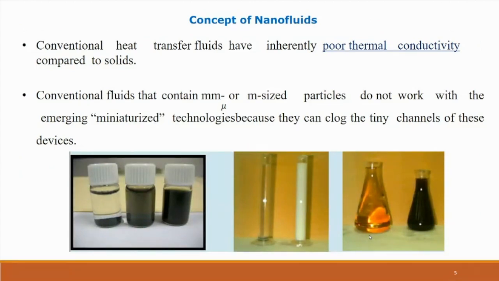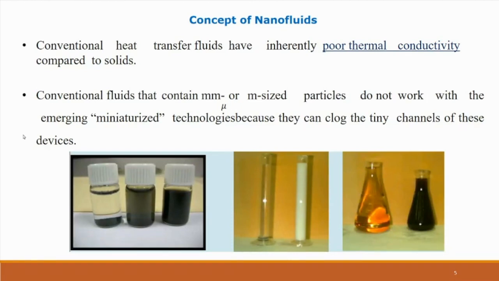Concept of nanofluid: conventional heat transfer fluid. What is conventional heat transfer fluid? Like water, like oil, or like ethylene glycol, which, as previously said, have poor thermal conductivity. Conventional heat transfer fluids have inherently poor thermal conductivity compared to solids. Conventional fluids that contain millimeter or micrometer size particles do not work with emerging technologies because they can clog the tiny channels of the device.